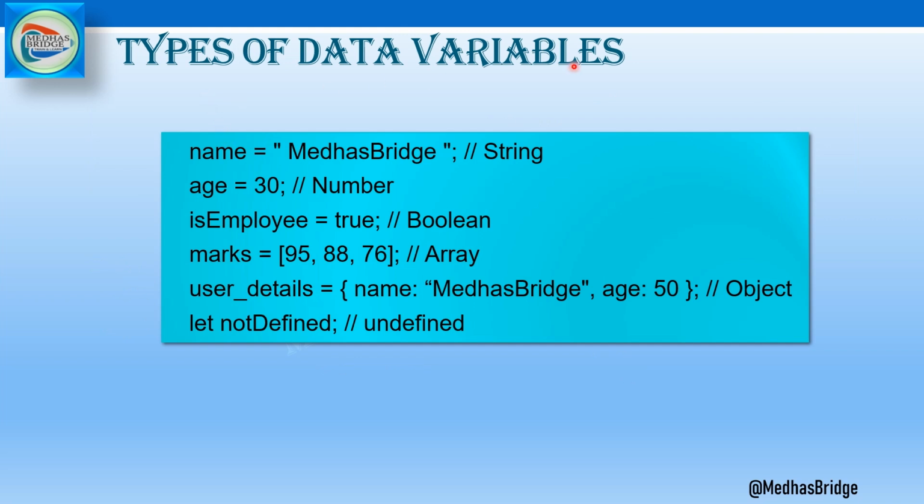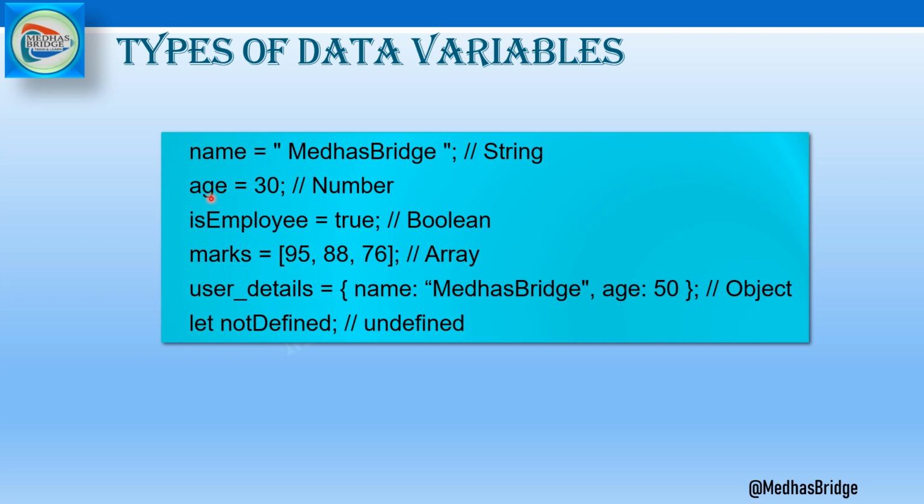Types of data variables. So variables are used to store the data, but the question is what type of data you are going to store in this variable. So here is the example. Data could be a name, meaning a string, enclosed with double quotes, right? So the name is now storing a string value, so my variable is a string variable, I would say, right?